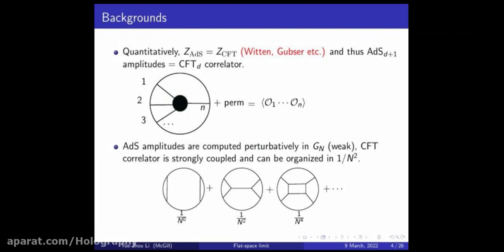So we can think of this dictionary in terms of this plot here. In AdS, we draw our Witten diagrams. So we have a free theory, which is basically order 1/N to the zero, and we have a tree level exchange, and we have loop effects, and so on and so on.